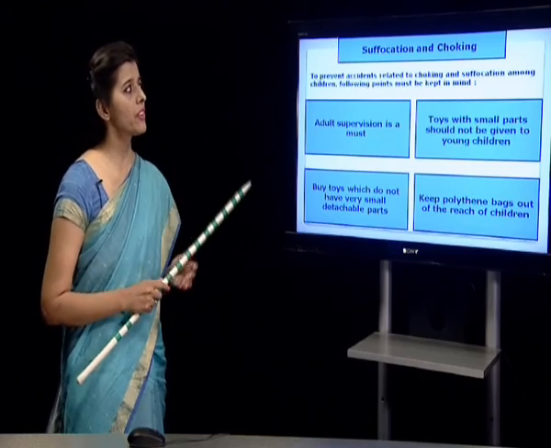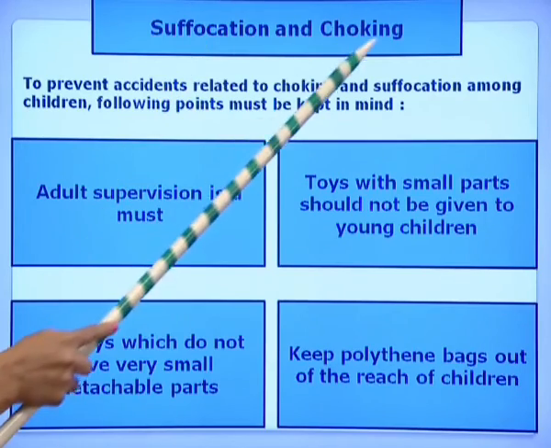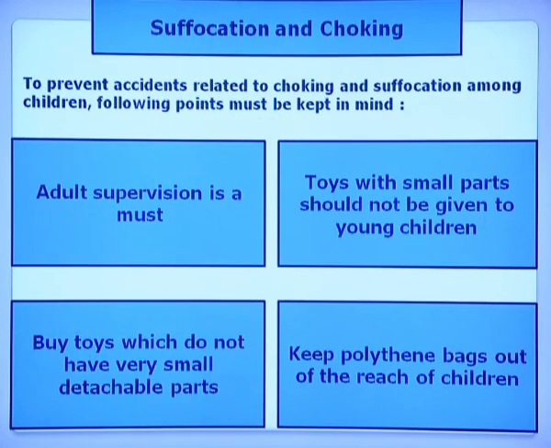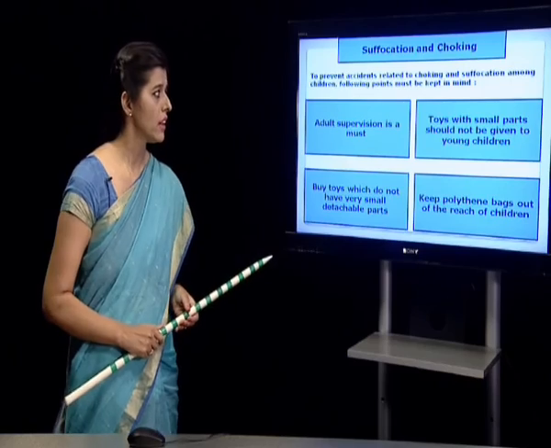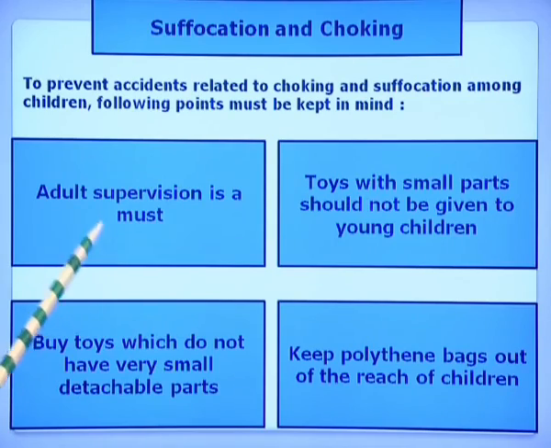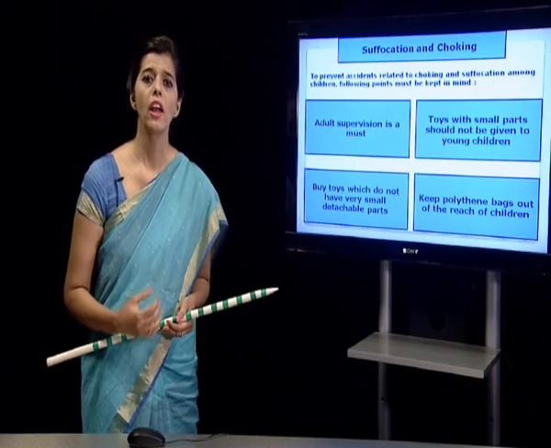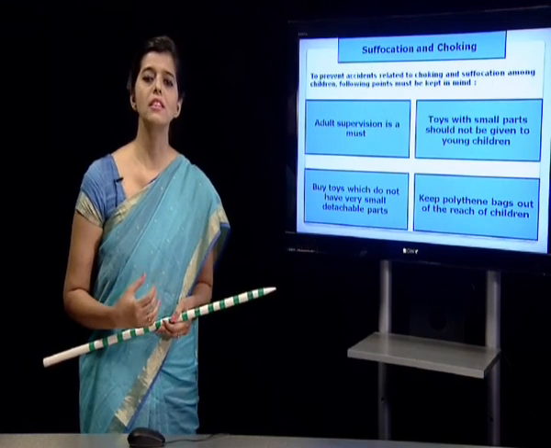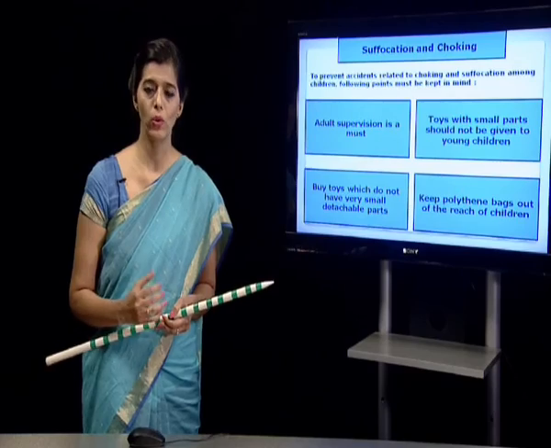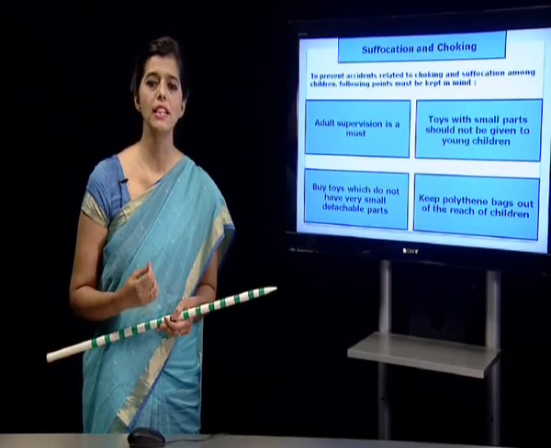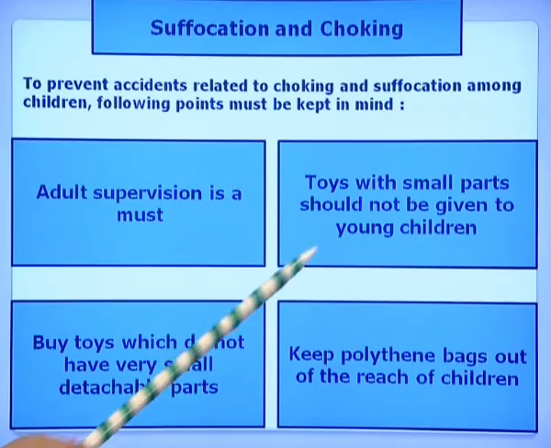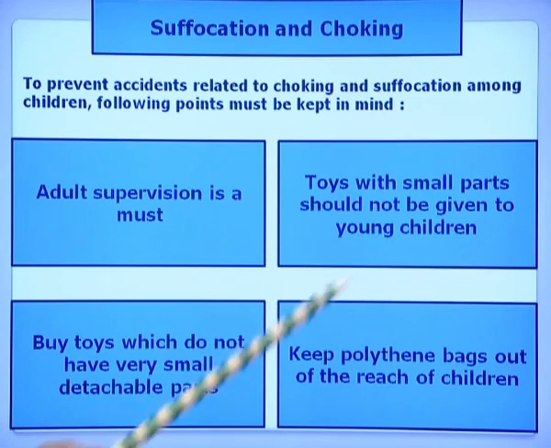Now, another cause of an accident is suffocation and choking. To prevent accidents related to choking and suffocation among children, the following points must be kept in mind. Adult supervision is a must. In a family where you have smaller children, toddlers or preschoolers, please don't leave them alone at home. Adult supervision is needed.